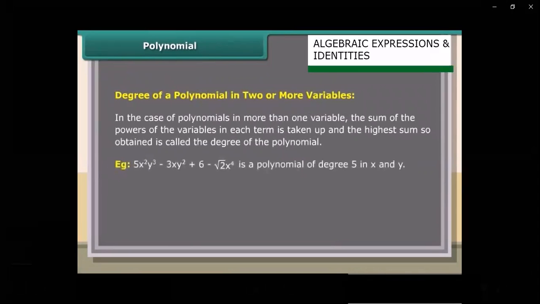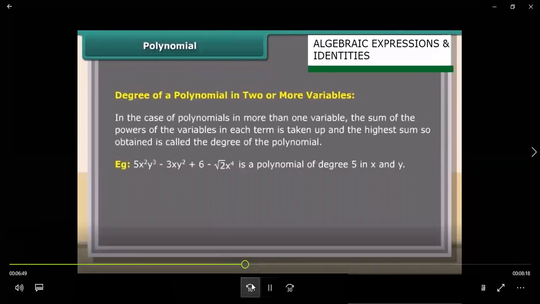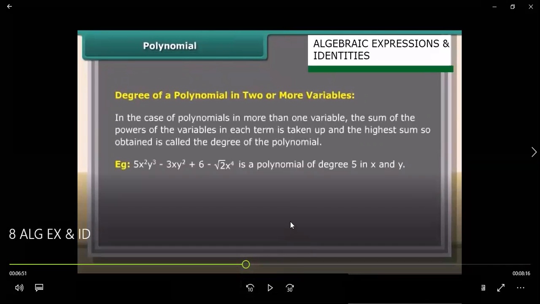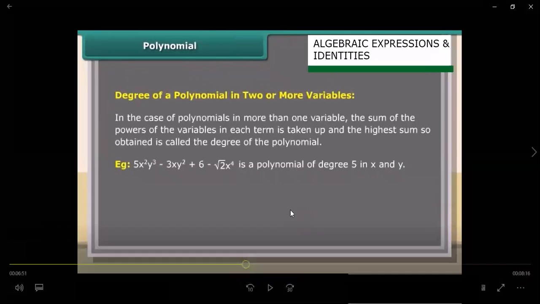To understand this, let's take this example. 5x squared y cubed minus 3xy squared plus 6 minus root 2 x raised to the power 4 is a polynomial of degree 5 in x and y. Let's see how it is of degree 5. Why is it of degree 5? Because of the definition for finding the degree of a polynomial having 2 or more variables: the sum of the powers of the variables in each term.